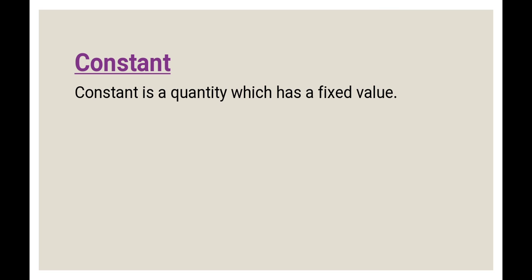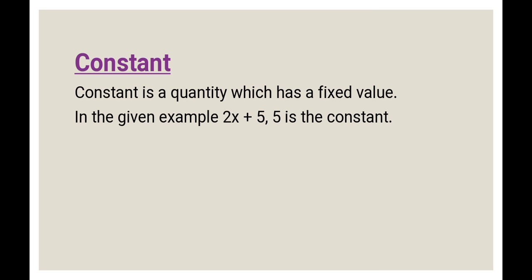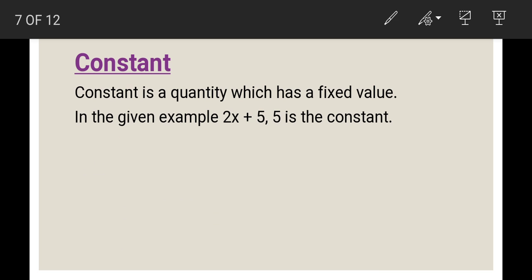Okay, as variable means it varies or changes, constant means fixed quantity. Constant is the fixed quantity which has a fixed value. So here is an example: 2x plus 5. Here x is the variable, and we are adding 5 matchsticks every time, so it is not changing, so we can say this one is the constant. 5 is not changing and x is changing, so here x is the variable and 5 is the constant.